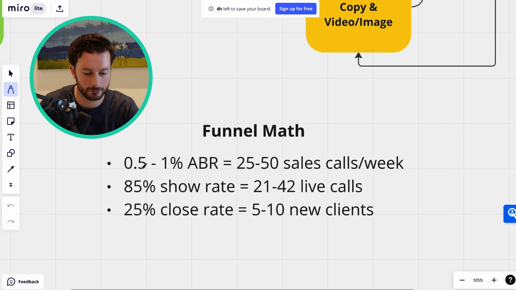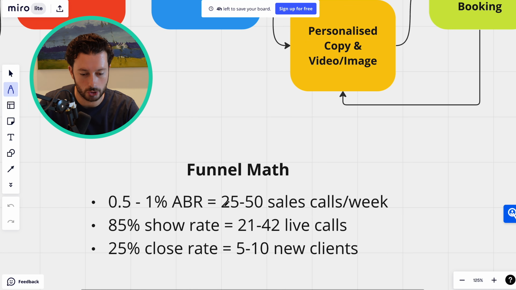So with a 0.5% to 1% appointment booking rate, with everything that I've walked through, you should be looking to generate between 25 and 50 sales calls a week. With an 85% show rate, you should be getting between 21 to 42 live calls. Show rate, people always focus on the wrong thing when it comes to show rate.